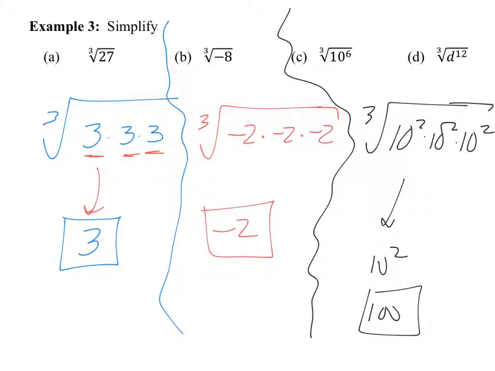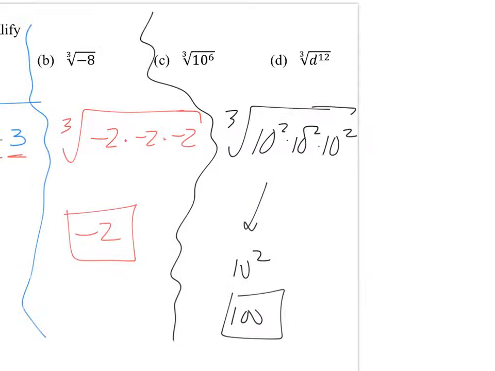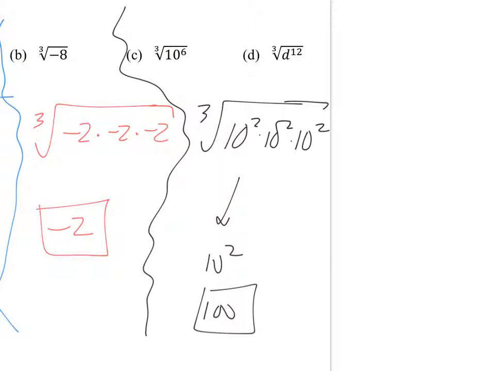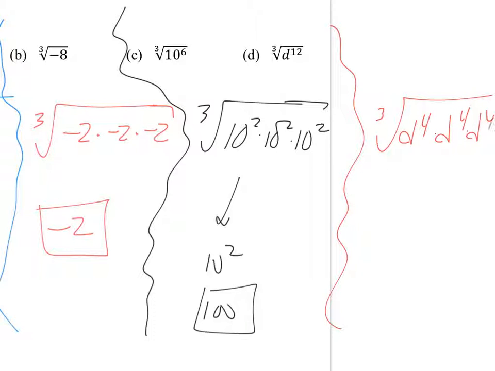Part D. Nico? D to the 4th. Cube root of d to the 4th, d to the 4th, d to the 4th. Doesn't that give you d to the 12th? 4 and 4 and 4 is 12. So the answer is d to the 4th.